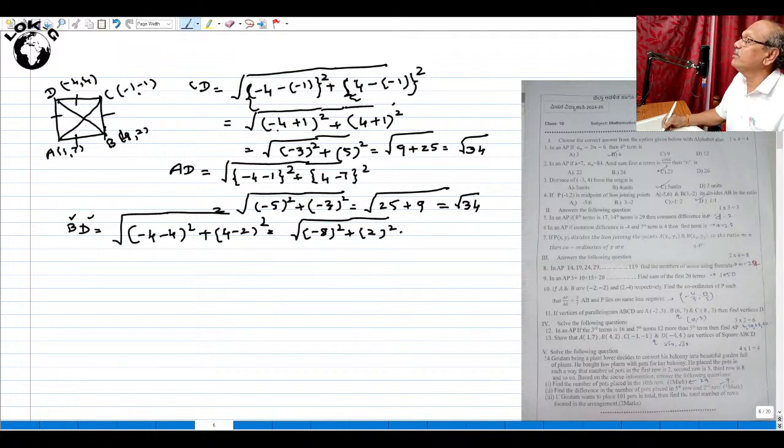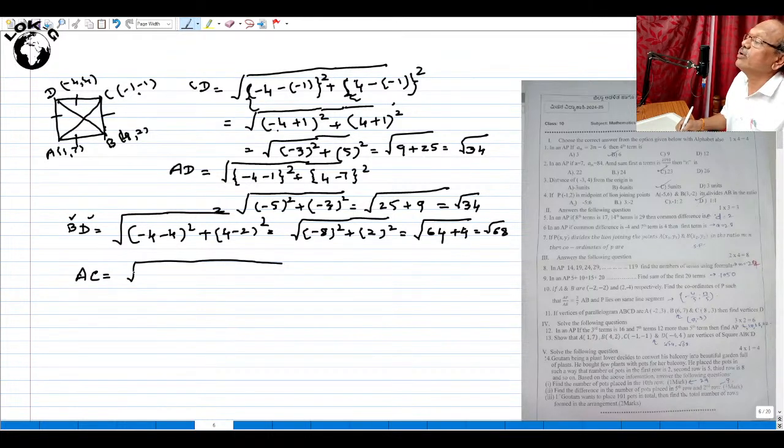Be careful about sign, my dear students. I don't want you to score single marks in the annual examination. Root 64 plus 2 square is 4, right? You get root 68. Okay. Then you go for AC. AC should also be root 68, because if it is a square, diagonals must be equal. Here you consider A as x1, y1 and C as x2, y2. You can write x2 minus x1, that is minus 1 minus 1 square, plus minus 1 minus 7 square.